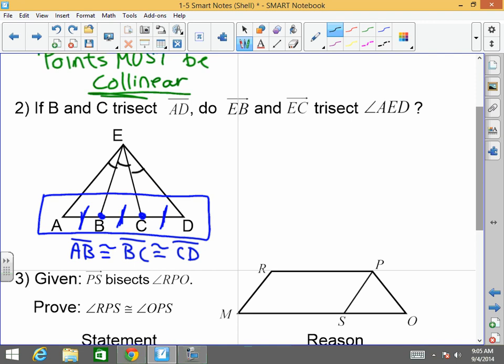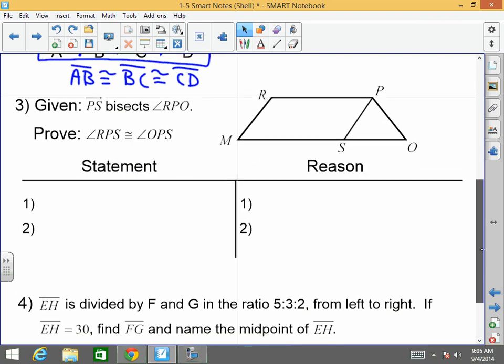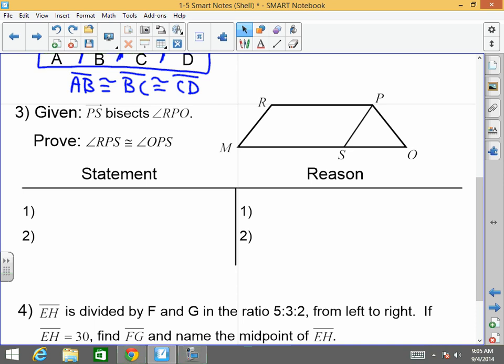Continue? Okay. Let's get to a little proof. Given: PS bisects angle RPO. So immediately, I like to label. I know this angle, RPS, is congruent to SPO because it was bisected. So let's do it. Ray PS bisects angle RPO. That's given.